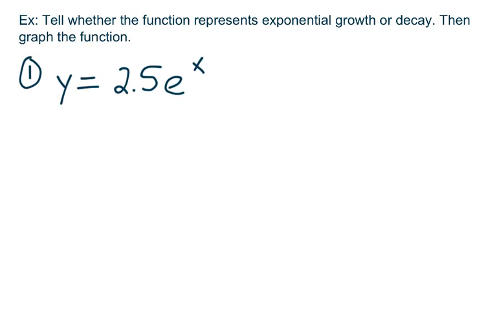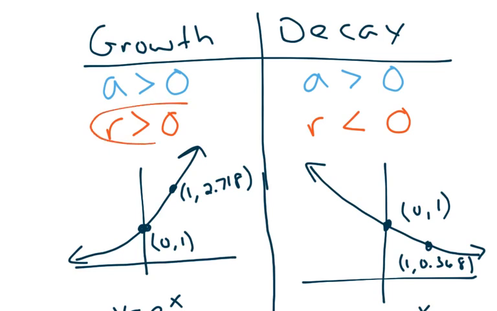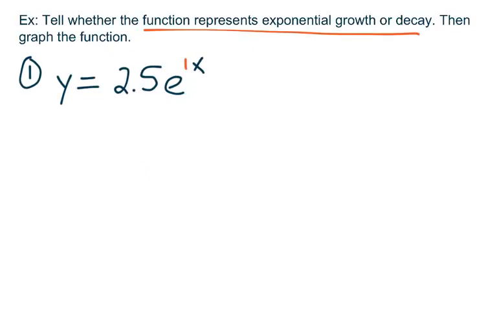Tell whether the function represents exponential growth or decay, then graph the function. So number one, we got y equals 2.5 e to the x. The first thing we needed to do is tell whether it represents growth or decay. If we go back to our table, what really determines it is the r value, the sign, basically the coefficient of the x. And if we go back to the picture, this would be like e to the 1x. If it's positive, it is going to be a growth function. And I'll give you an example of a decay function here in just a minute.